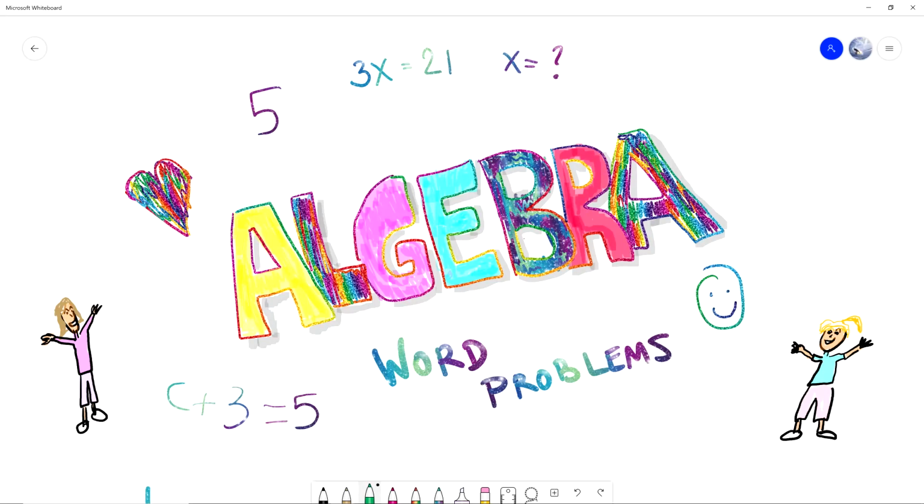I hear you have a joke for us. Yes, we do. Who is in charge of the pencil case? The ruler. The ruler. Okay. That's good. Okay, so let's get started.